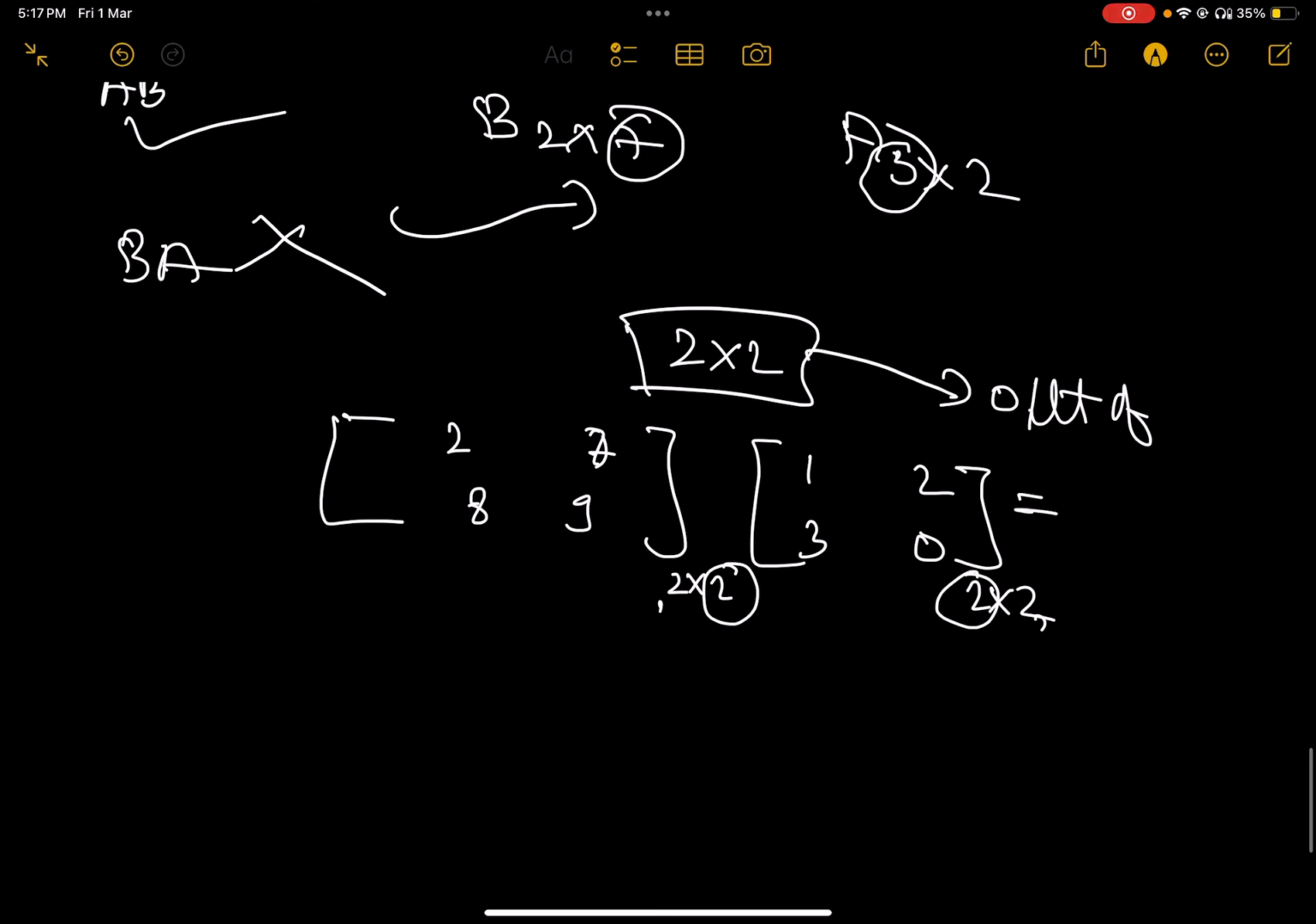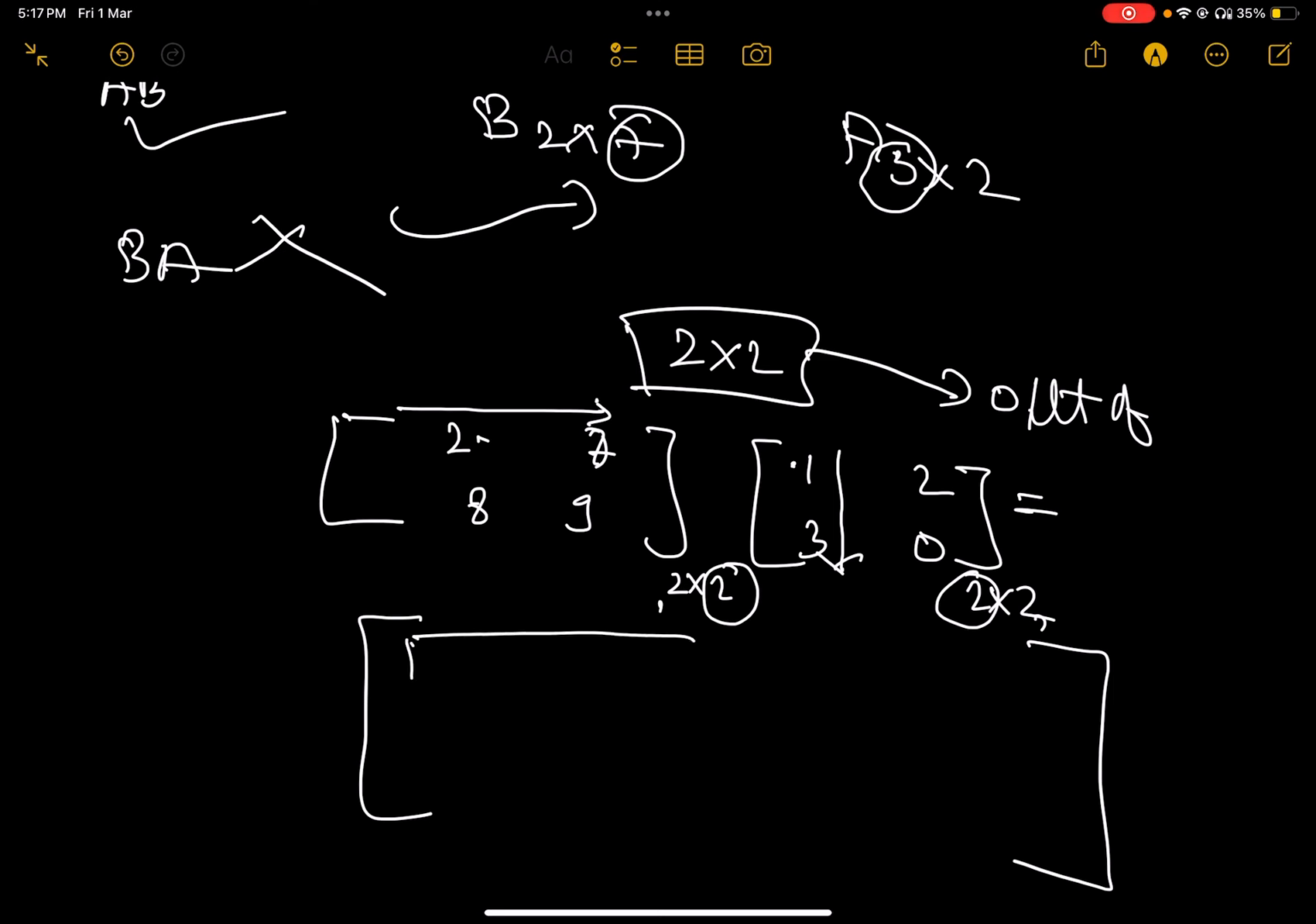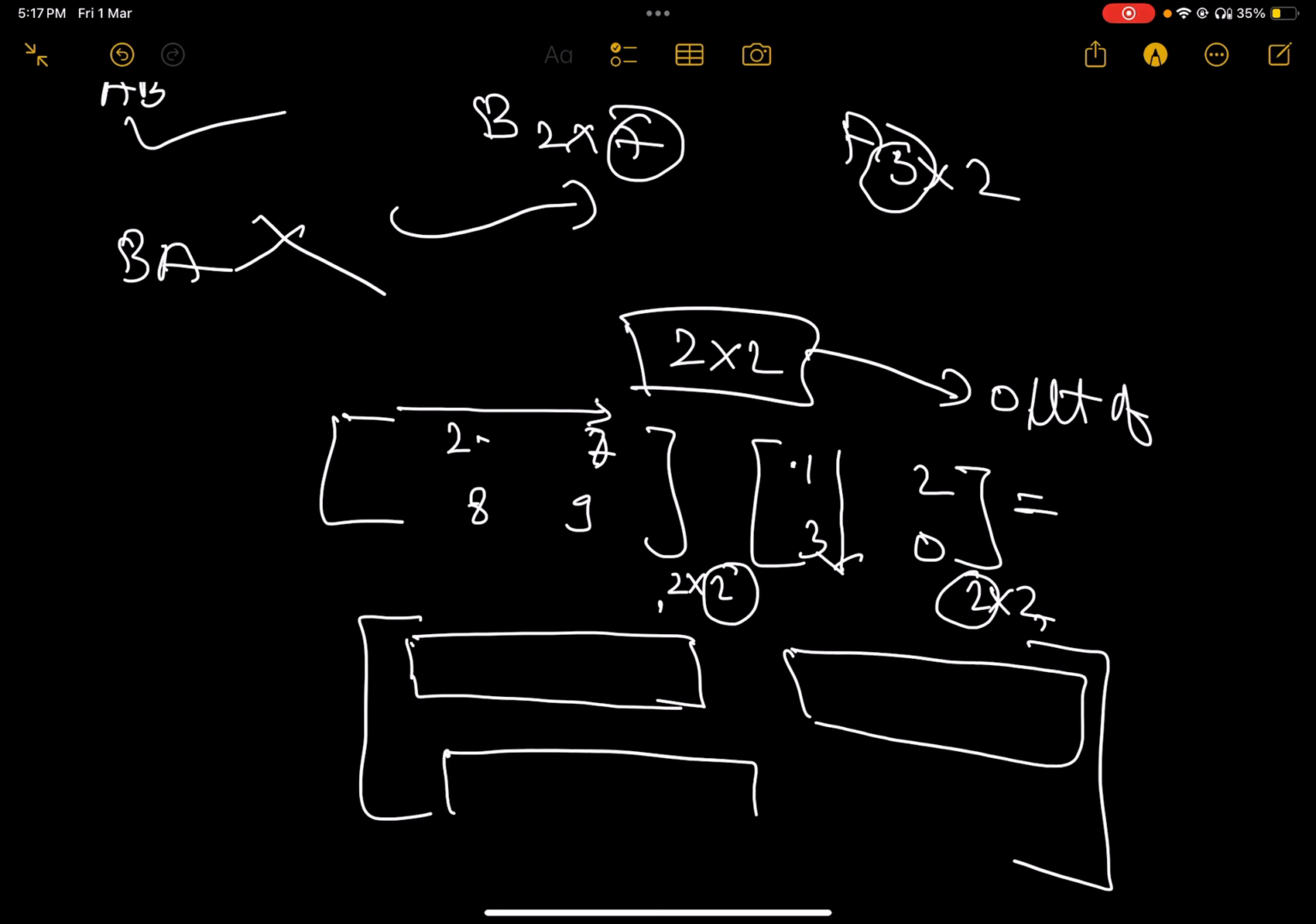How do we multiply it? For the first matrix, we run through rows. For the second matrix, we run through columns. 2 into 1. Now, for the first place, for the second place, for the third place, for the fourth place. 2 into 1 is 2, and 7 into 3 is 21, plus 21.